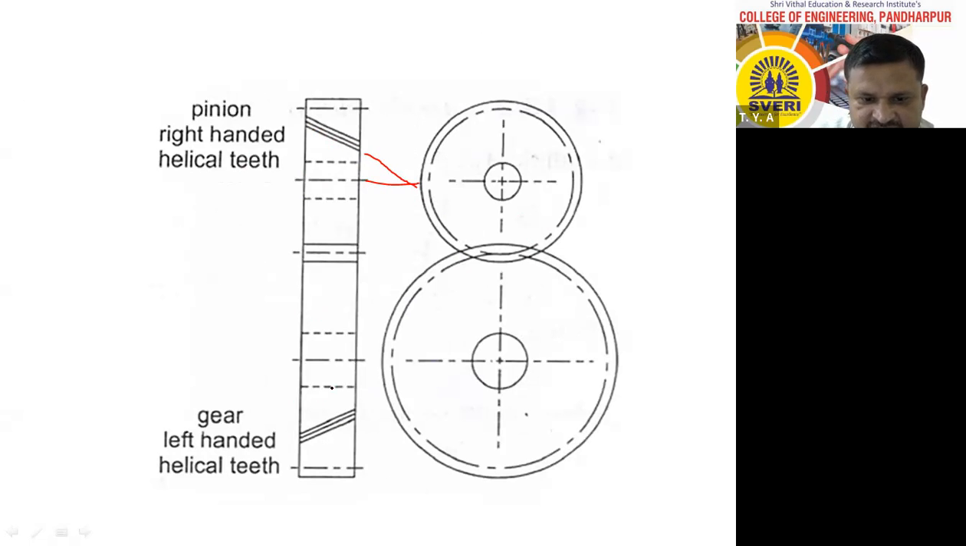And suppose I draw here like this, and this is the axis. Therefore, this is intersecting towards the left side. That's why this is known as a left hand helical gear.